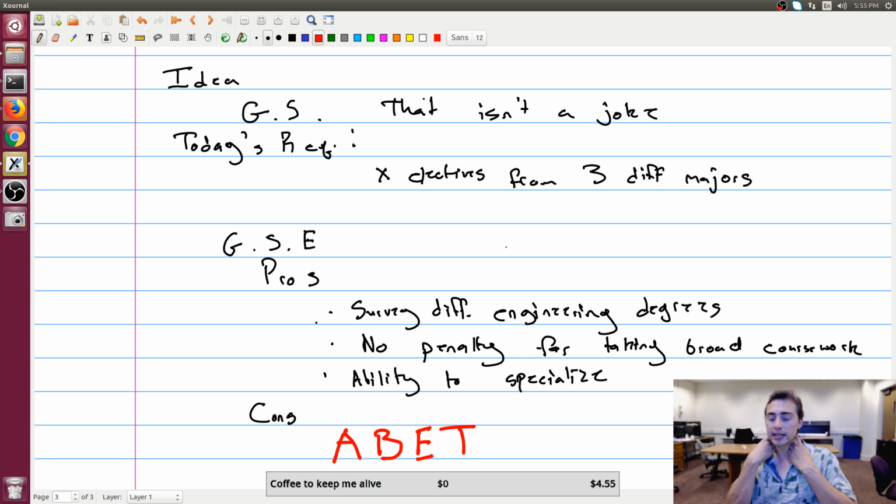And the only con that I saw with this was ABET. I don't know if you could ever get a degree like this accredited. ABET is an accreditation organization primarily for the United States for engineering degrees. They're basically the people that say, this is a quality engineering degree. It meets our requirements to be considered a quality engineering degree. And I don't think you could have something with this wide a variance of specialty get passed by ABET.